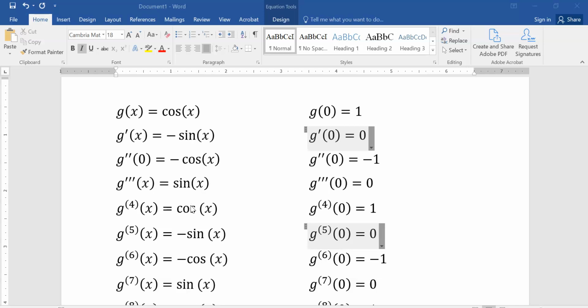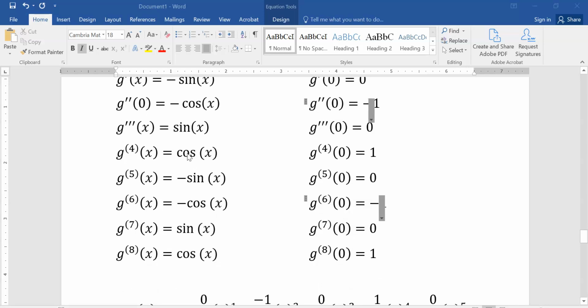And then I start the pattern over, right? Because we have to take the derivative of cosine, which is negative sine, derivative of negative sine, which is negative cosine, derivative of negative cosine, which is sine, and derivative of sine, which is cosine once again.